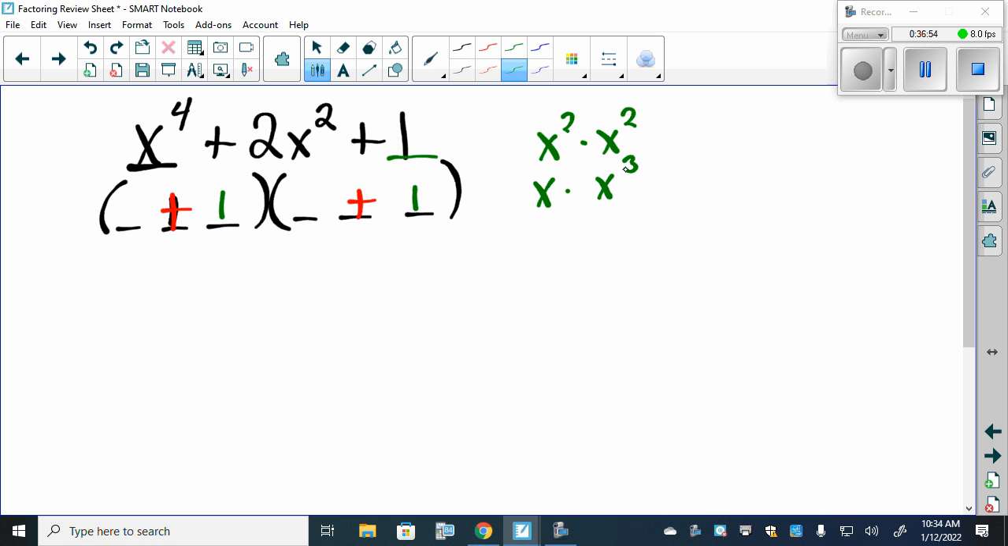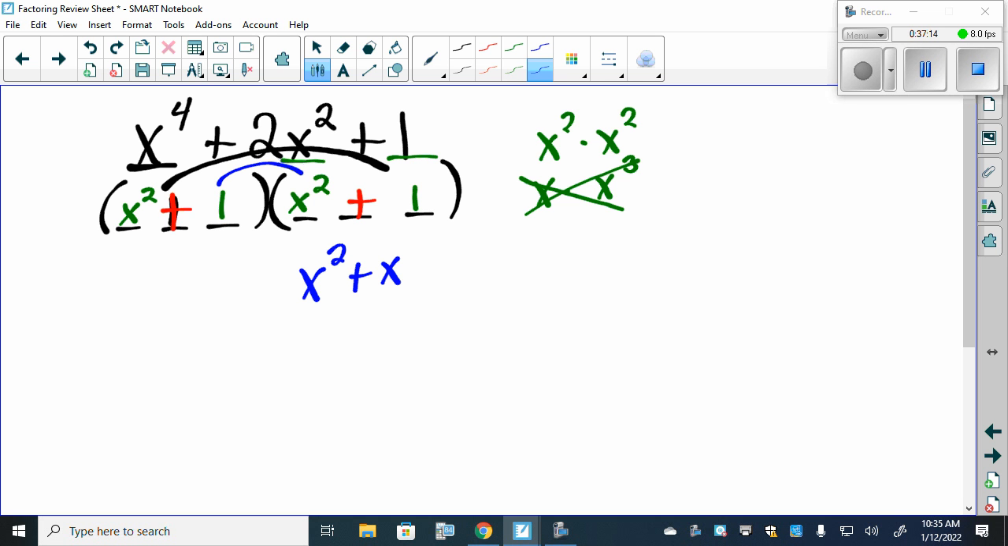But what's our middle term? X squared, yes? So this here won't be a case. And let's see if this works out. X squared times 1 is x squared. 1 times x squared would be plus x squared, which is 2x squared.